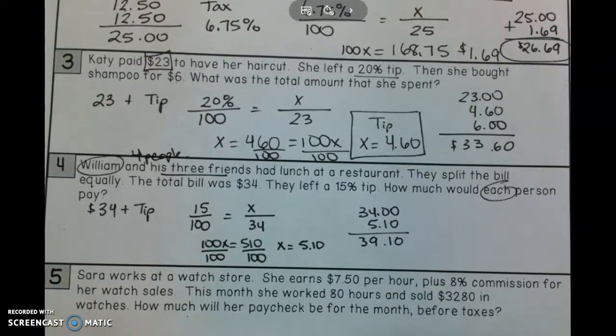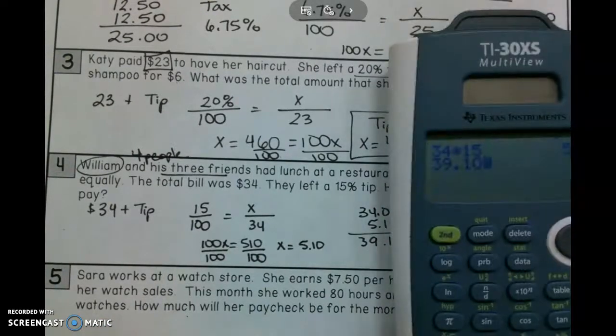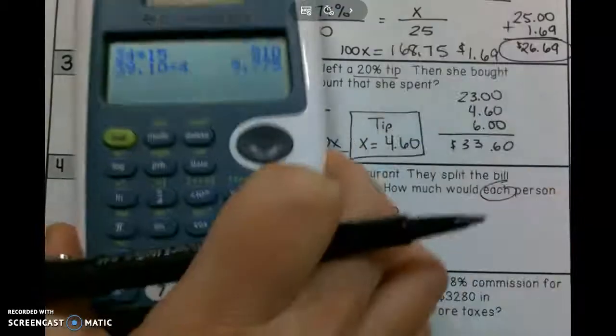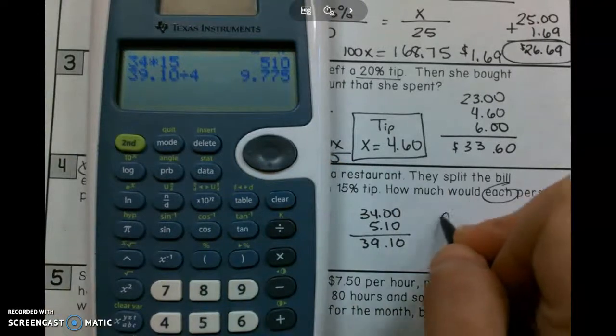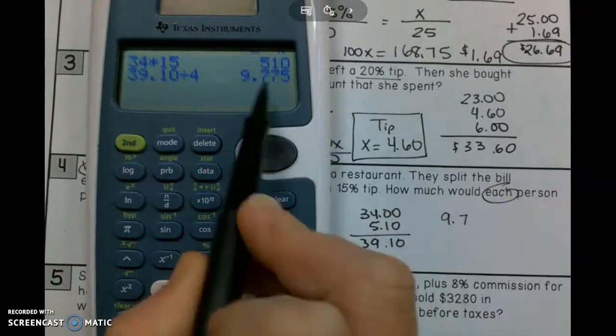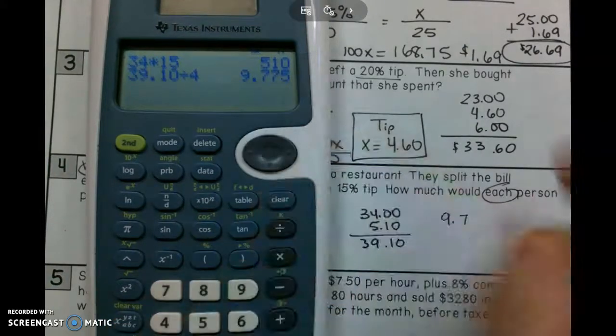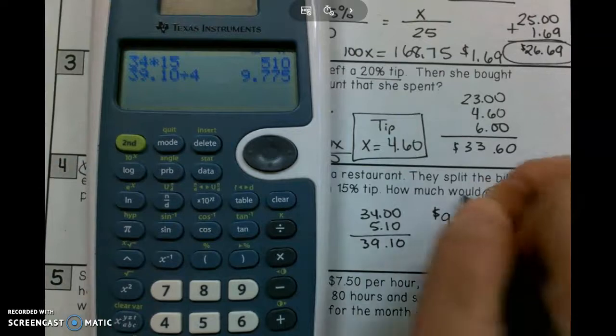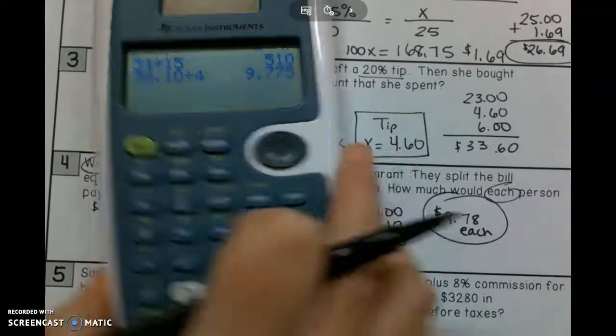So 39.10 divided by 4, that tells me that everyone paid $9.78 each. Okay.